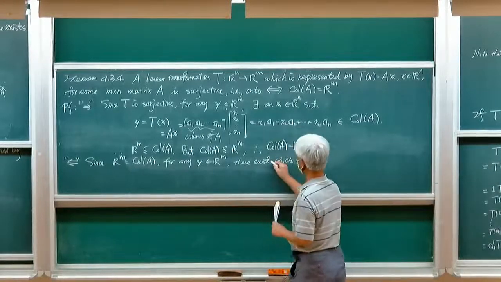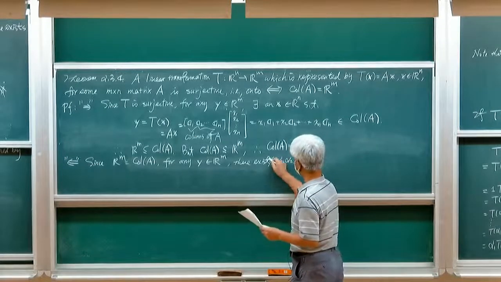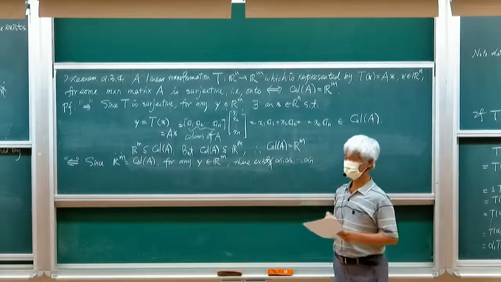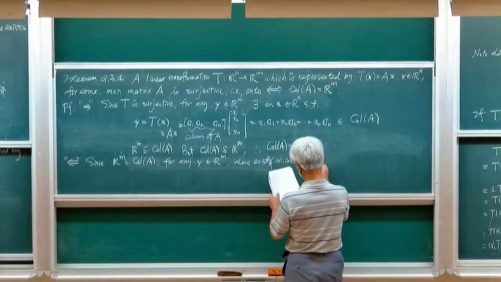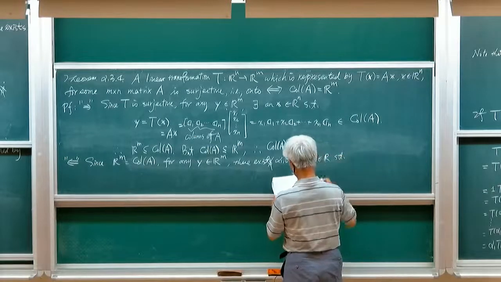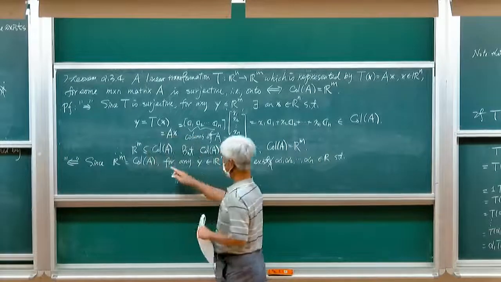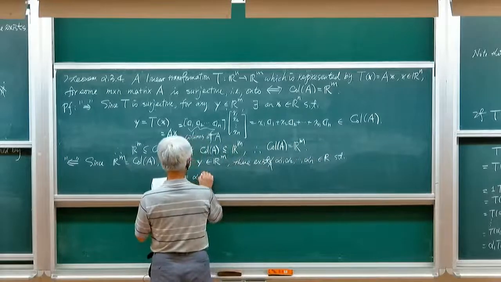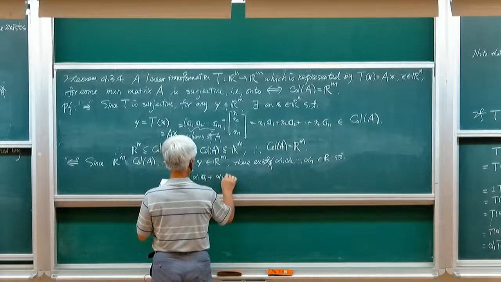Because I typed a singular form, but this is incorrect. So please remove it, okay? So there exists x in R^n such that Ax = y. Because y is in the column space of A, y should be a linear combination of the columns of A.